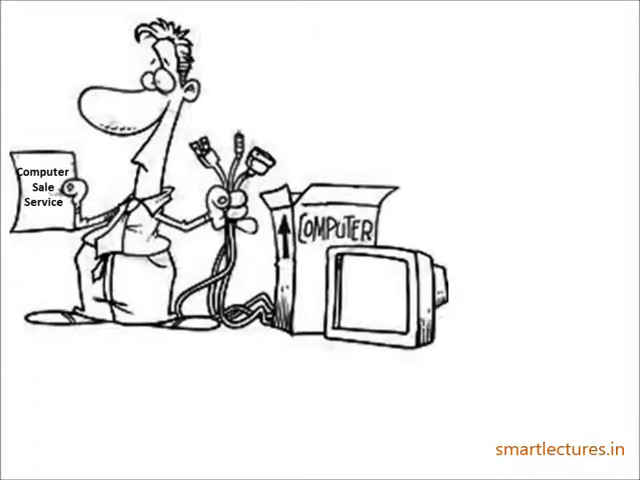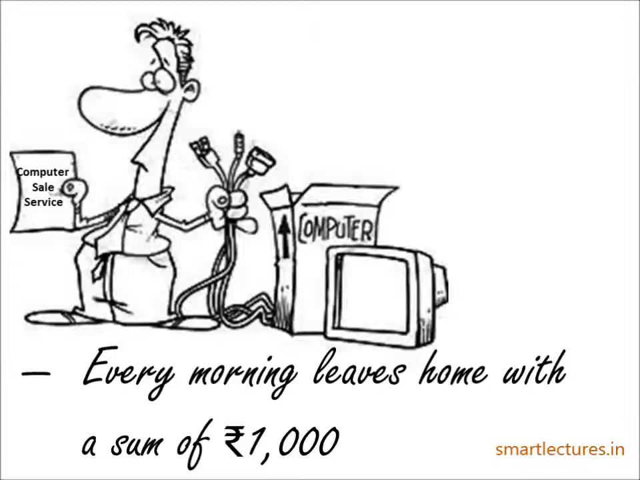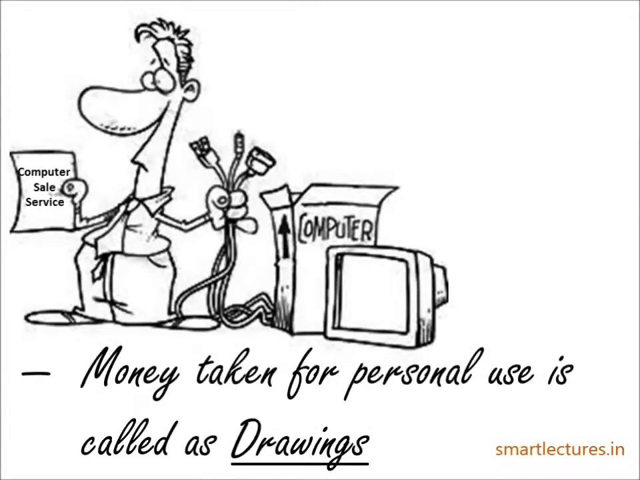So every morning he leaves his home with rupees 1000 because he needs cash during the day. Sometimes he has to buy tools or something for the computer, and sometimes he has to spend money for his own personal use. And whenever he fixes the computer for anyone, he gets his fees in cash. This is the system of business of A. And you know, if money is taken for personal use, that is called drawings. So we'll assume whatever he spends for his personal use will be his drawings.